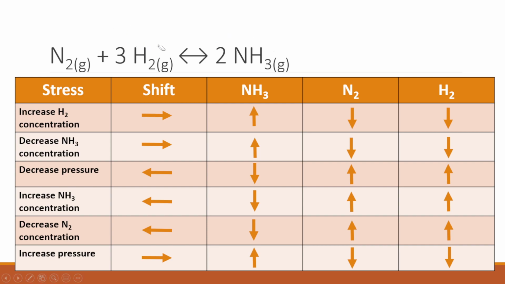Decreasing the N2 concentration, right? Taking away some of the N2 means that it's harder for the N2 and the H2 to collide. So we're actually slowing down the forward reaction, allowing the reverse reaction to be faster. This is going to mean that we make more N2 and H2, make less NH3, right? The NH3 is getting used up. The N2 and the H2 are being produced more quickly than they combine because we are shifting to the left.